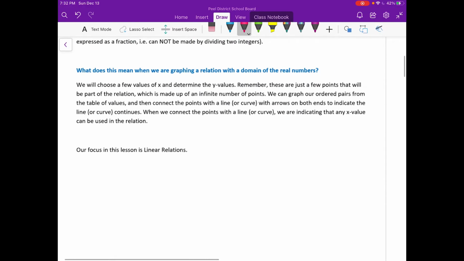What does this mean when we're graphing this relationship? It just basically means that we can choose a few x values and determine their y values. And remember, these are just a few parts of that relationship. The reality is this can be made up of an infinite number of points, and we can graph our ordered pairs from the table of values and then connect those points together with either a line or a curve that has arrows indicating that this line or curve can go on forever. When we connect these points with a line, we're basically indicating that x can be anything on this line. So any small little dot on this line can represent x.